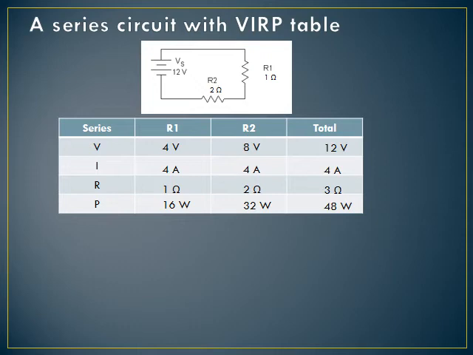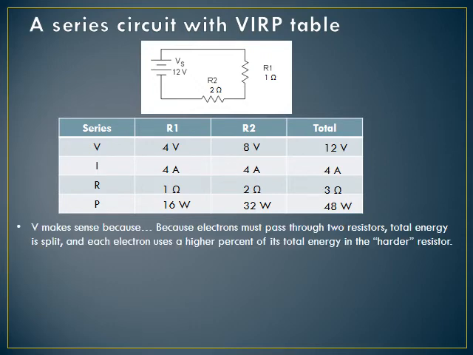So let's look at each of those rows one at a time and just talk briefly about why it makes sense. The voltage row makes sense because, as we mentioned earlier, we've got to use up the 12 joules of energy we have. So the total is going to be 12. We have to add up to 12, which we do, 4 and 8. And you notice that the electrons use a higher percent of their energy in the more difficult resistor. Specifically, if that resistor is twice as large, so 2 versus 1, we're going to use twice as much energy, twice as much voltage in that resistor as well.